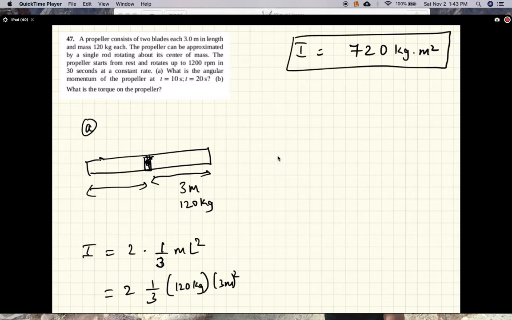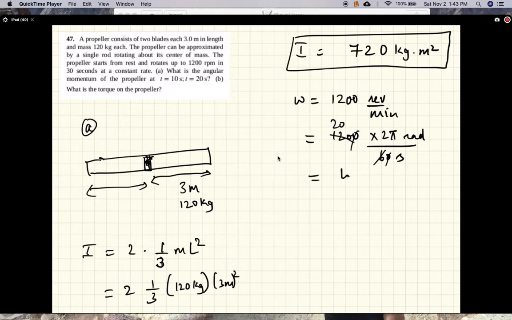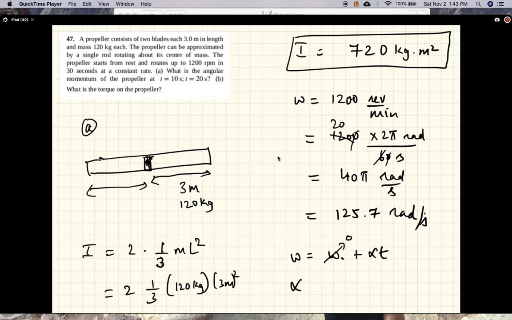All right, so we have the moment of inertia. We also need to calculate the acceleration. So the final velocity is 1200 RPM, revolutions per minute. And this works out to 1200 times 2 pi radians, and 1 minute is 60 seconds. So this is 40 pi radians per second, and that is equal to 125.7 radians per second. That's the final angular velocity achieved in 30 seconds, starting from rest. So alpha, with omega naught being 0, is omega divided by t, which is 125.7 radians per second divided by 30 seconds.